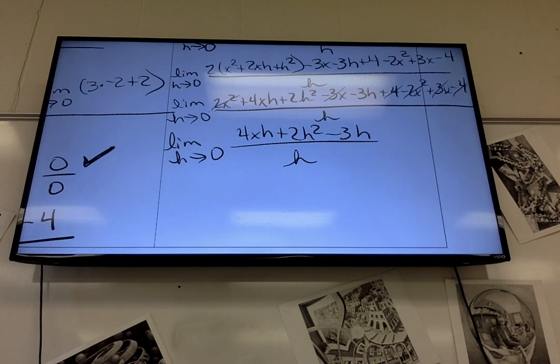We did these last year too. I don't know if you remember them. They were called difference quotients. We just didn't have the limit part on the front of it. So then we factor out an h.